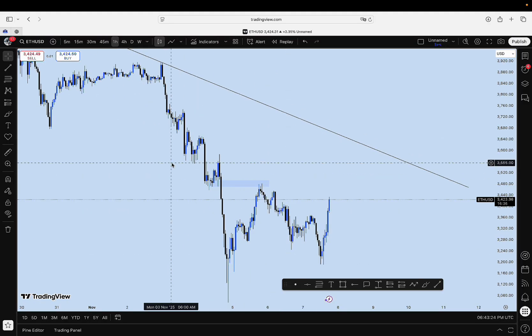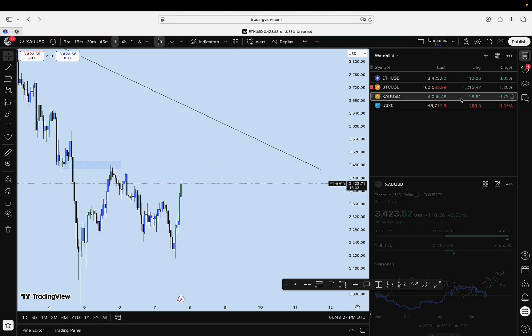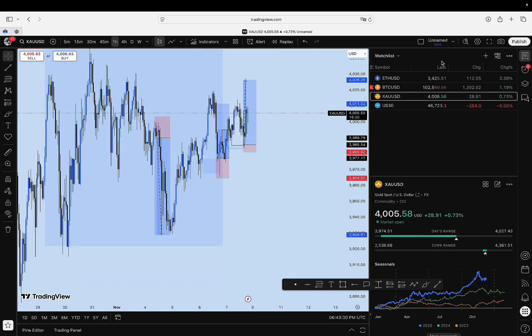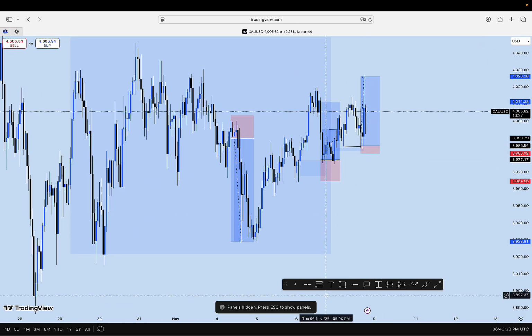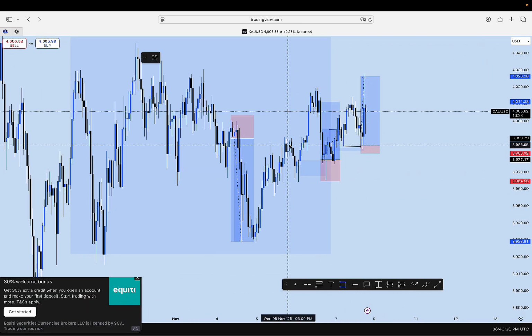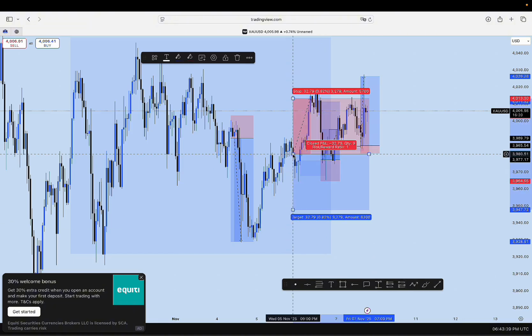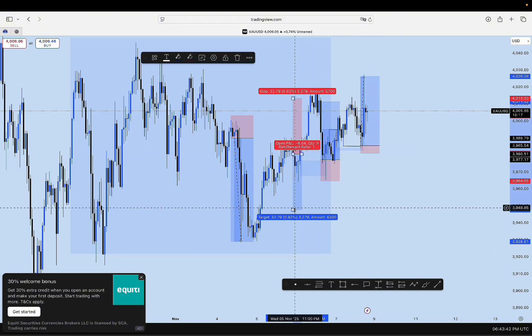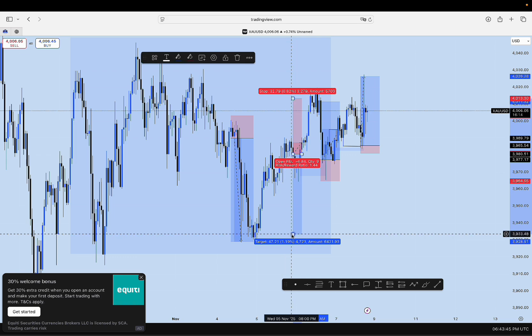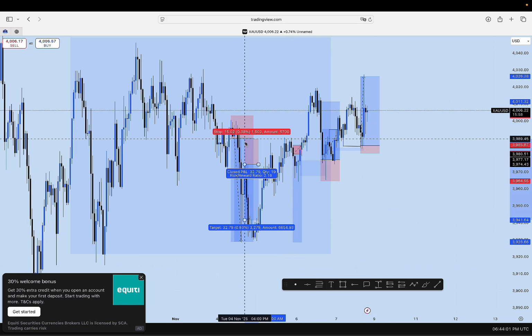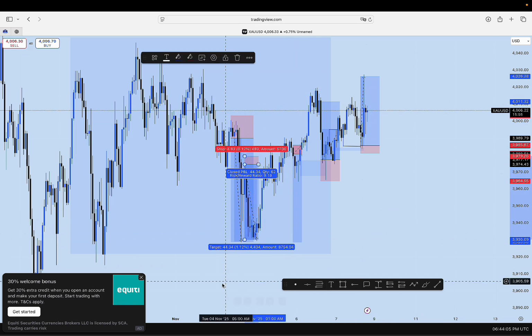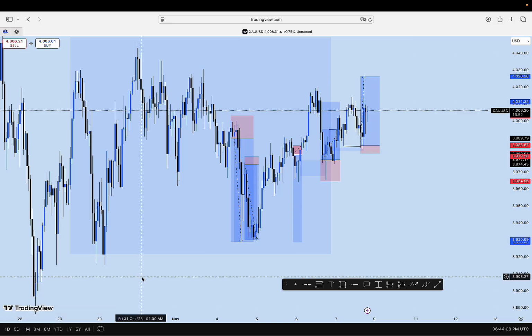I think I shared a trade on gold for SL. I have already explained it. We took an SL on gold here this week and another SL here. I think it was Tuesday that we took this SL.